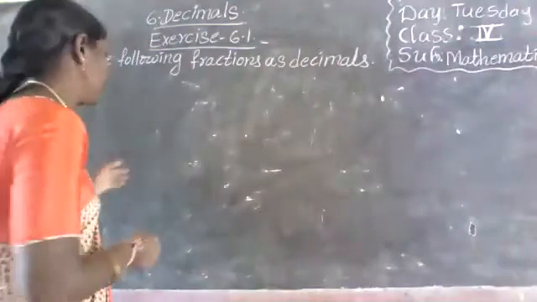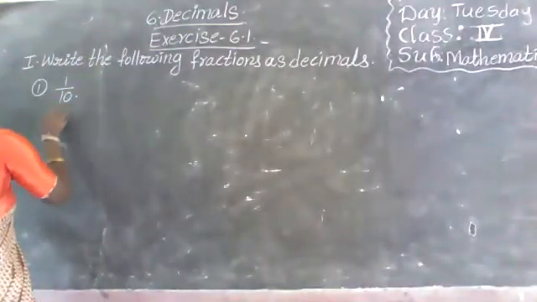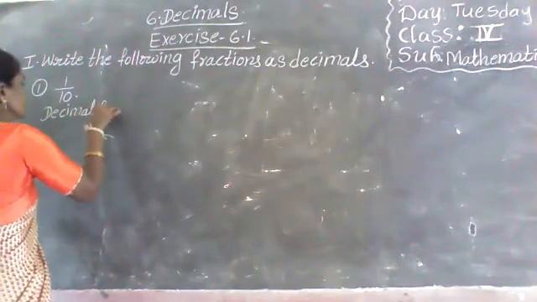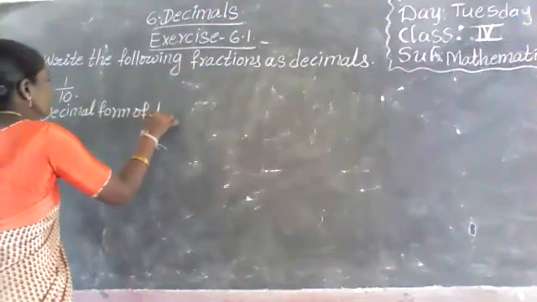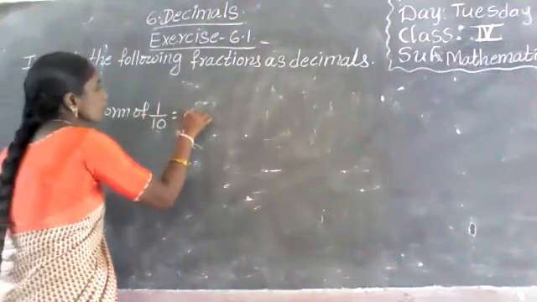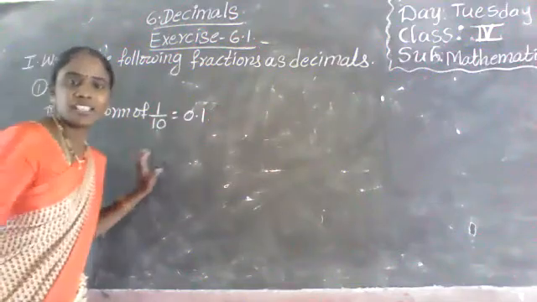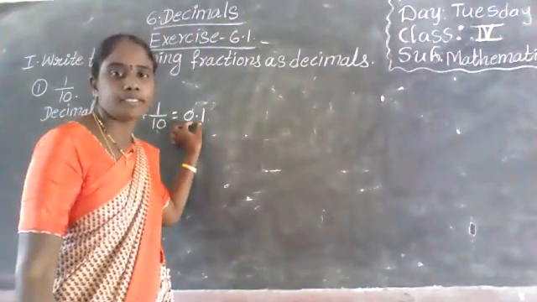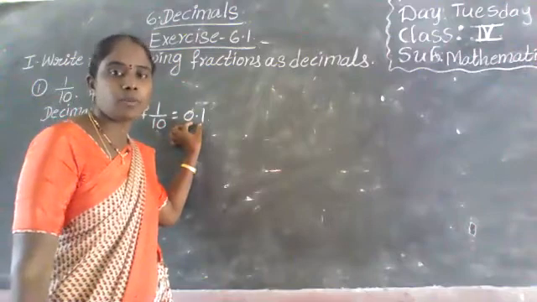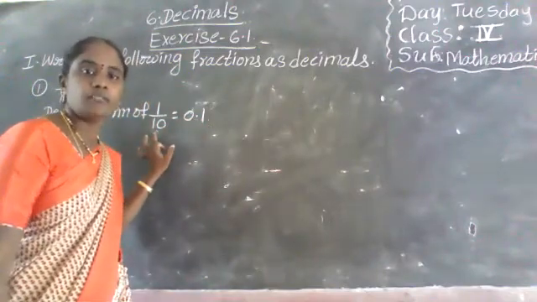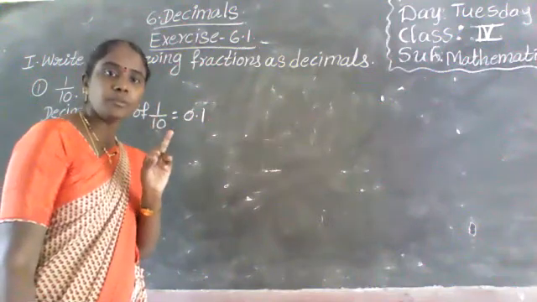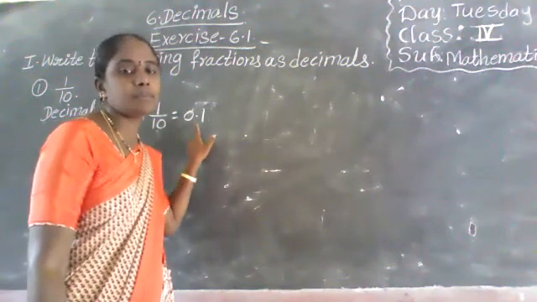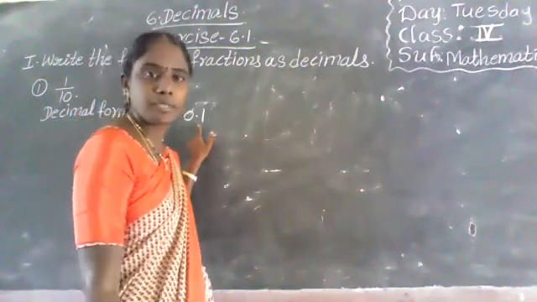Sit properly. Okay, shall I say? The first one I am saying: 1/10 in decimal form is 1/10 equals 0.1. Okay, 0.1: 0, decimal point, 1. Put a decimal point. In 1/10, 10 is there, so we have to count one number, and before that one number we have to put the decimal point. Okay, did you understand, Emma?